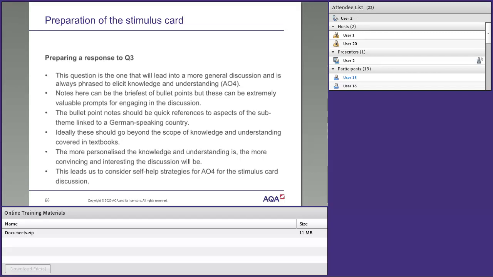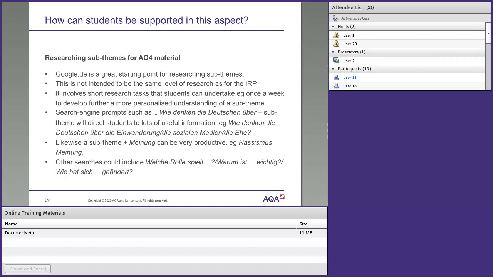And that leads us on to consider how the students can help themselves prepare for this before they do their actual exam. So researching their themes to get their AO4 material. Google.de is a great starting point. We're not talking about the same level of research as for their IRP. It involves short research tasks that they could undertake once a week, or again, if they're allowed to use their phones, you could set them one to do while you're arriving at the lesson.